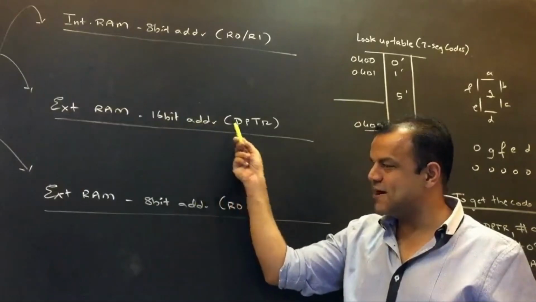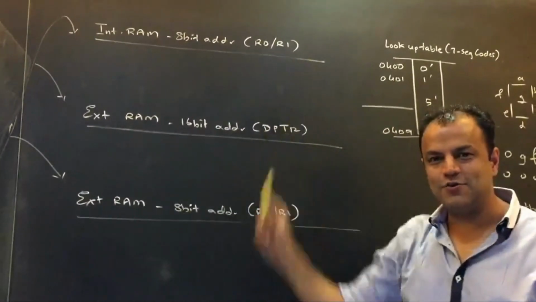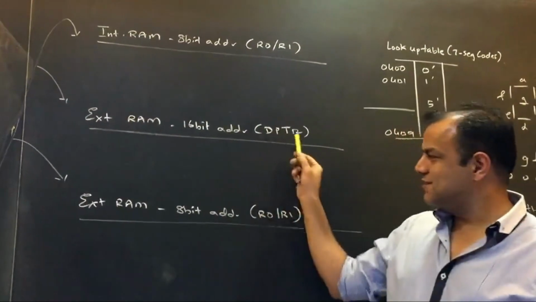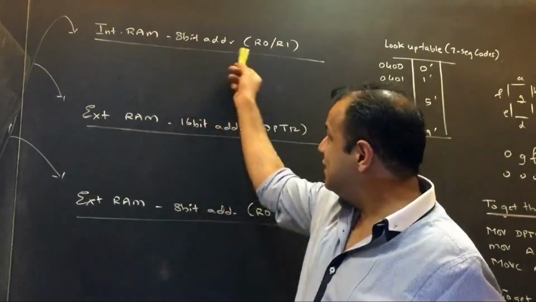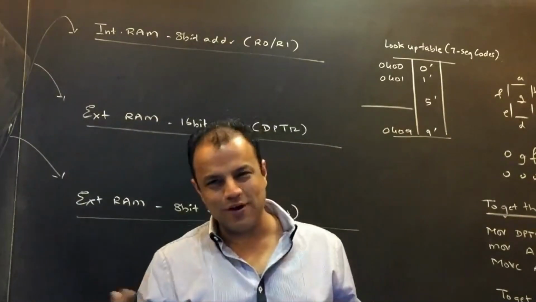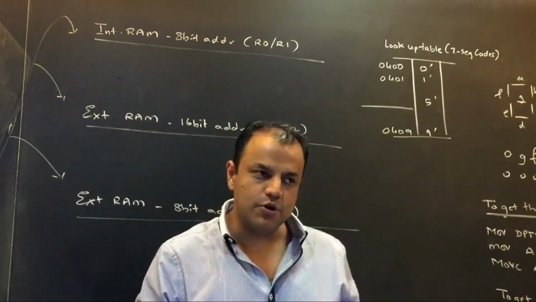So for external RAM, you'll be using DPTR, and for internal RAM, you'll be using R0 and R1. First of all, for external RAM, you're using DPTR because it's a 16-bit register. I hope you understood that. Now, for internal RAM, you can use anything from R0 to R7 because they are all 8-bit registers. Yes, but they have restricted it only to R0 and R1.